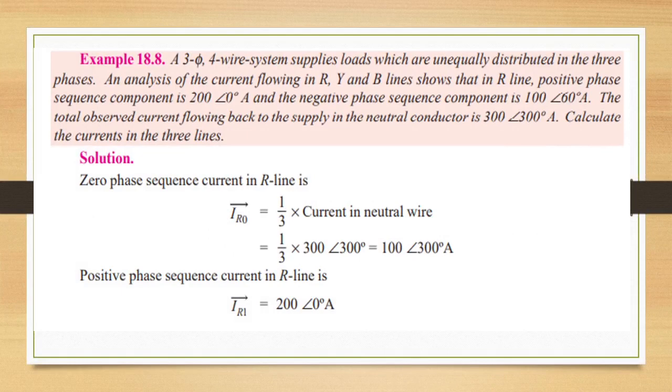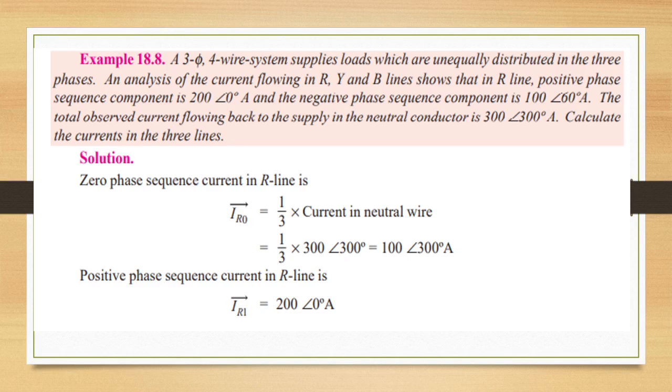A three-phase four-wire system supplies loads which are unequally distributed in three phases. Analysis of current flowing in R, Y and B lines shows that in R line, the positive phase sequence component is 200∠0° amperes and the negative phase sequence component is 100∠60° ampere. Total observed current flowing back to the supply in the neutral conductor is 300∠300° ampere. Calculate current in three lines.